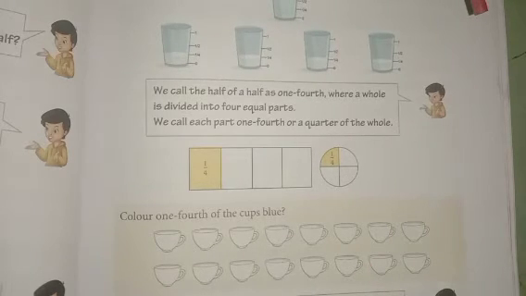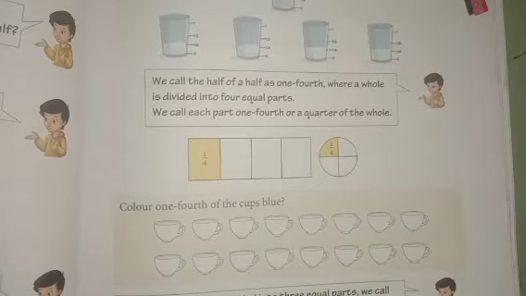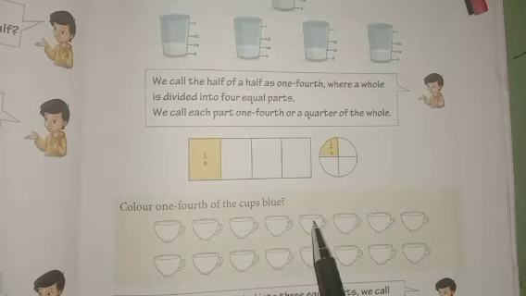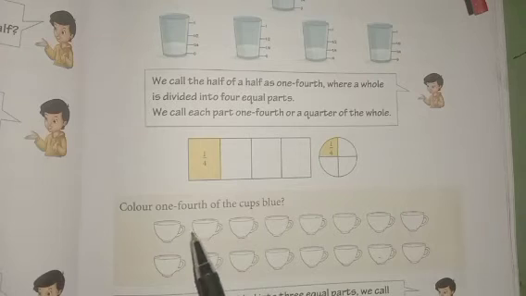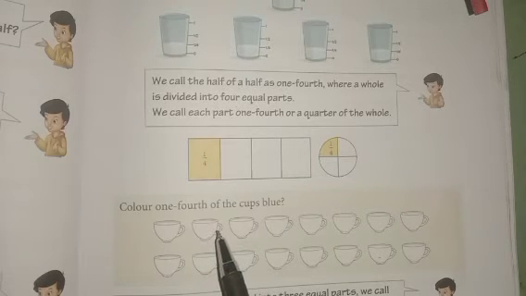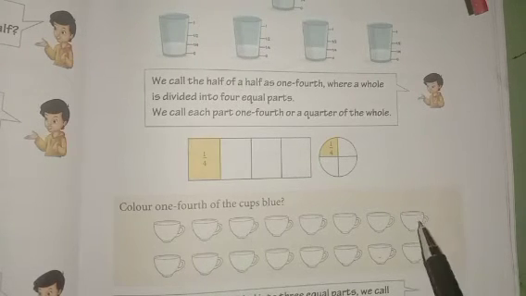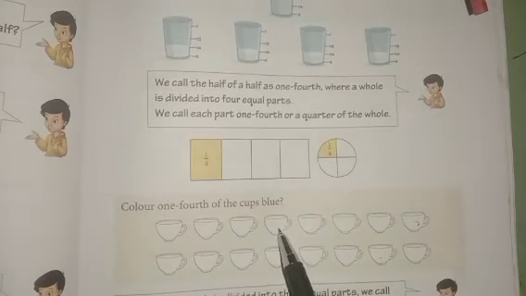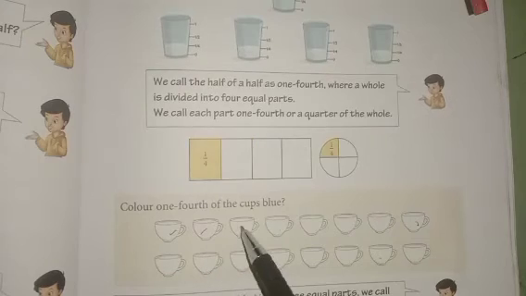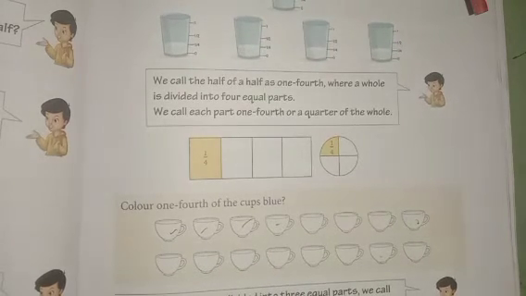So how will you find the 1 by 4th? First you divide into half. Then you take half of that half. So first you count the total: 1, 2, 3, 4, 5, 6, 7, 8. 8 plus 8, 16. So half is what? Half is 8. Then half of this half, that is 1, 2, 3, 4. So 1 by 4th is this. 4 is the answer. Okay.